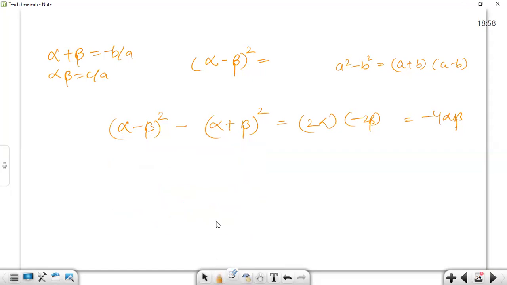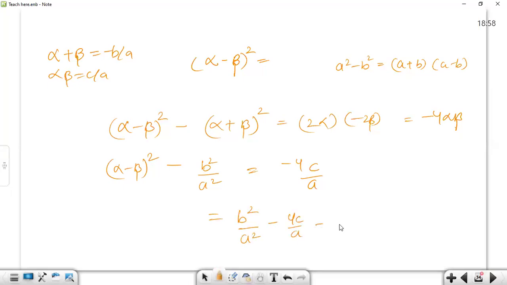We know about this, alpha plus beta, minus b by a whole square. So b square by a square. This is what we have to find out, alpha minus beta whole square, because we are finding out alpha minus beta, so we will just simply square root it after solving it. So minus of 4 alpha beta is what? C by a. So taking this to the right hand side, b square upon a square minus 4c by a.